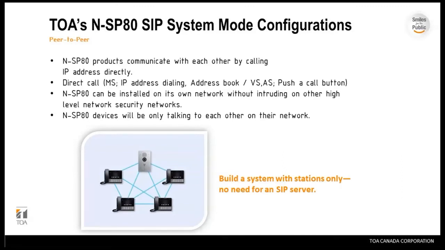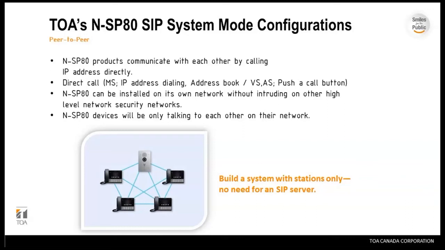The N-SP80 products communicate with each other by calling an IP address directly. So that one screen where we did see the master touch screen, and the left-hand side we didn't have the name, but we just had them open to show that it is an IP address you're calling, and then you're giving that IP address a name, whether it's reception, room 123, boardroom, loading bay, dock 123. You can name them, but they're all directly calling an IP address.